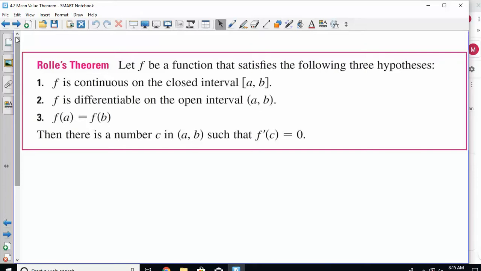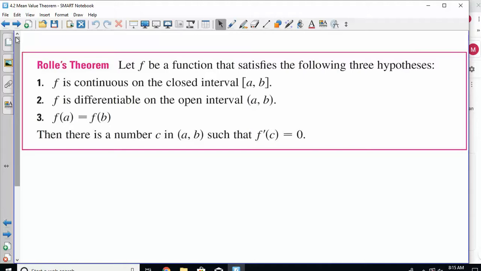Second piece, it's differentiable on the open interval. So it's okay if the derivative isn't defined at the endpoints, but it has to be defined everywhere else. The third case is the two endpoints have to be equal.